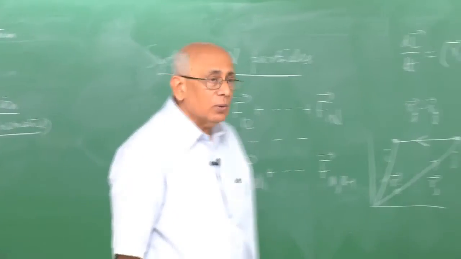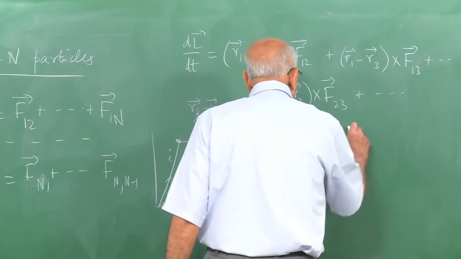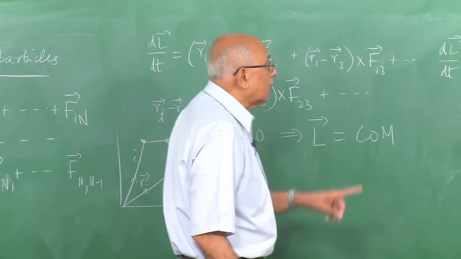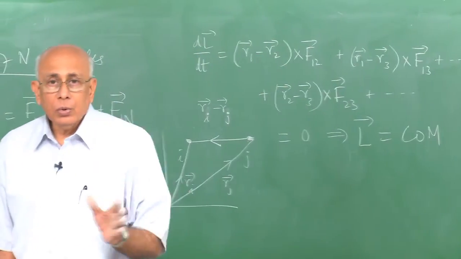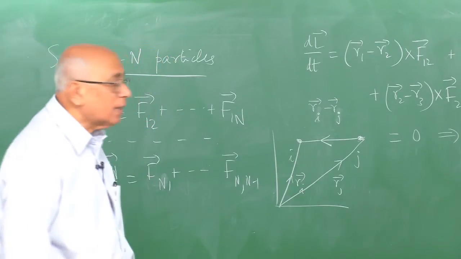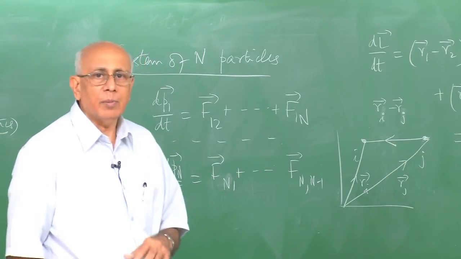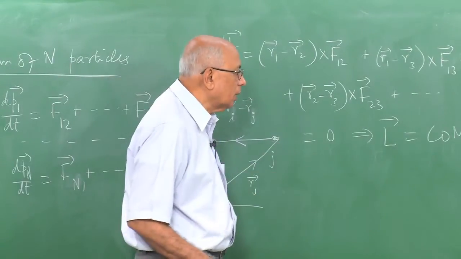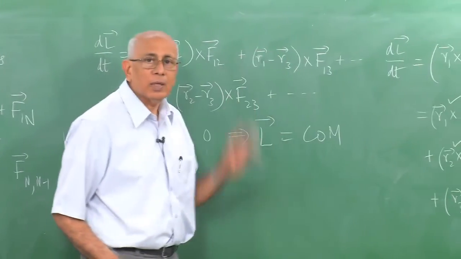So this says now that if the net torque on a system is 0, this implies that L is a constant of the motion. It does not say that individual L's, R1 cross P1 or R2 cross P2, or the sum of R1 cross P1 and R2 cross P2, are constants of the motion, just as in the case of the momenta. It says the total angular momentum is a constant of the motion as a consequence of the fact that Newton's third law cancels these terms out in pairs here.